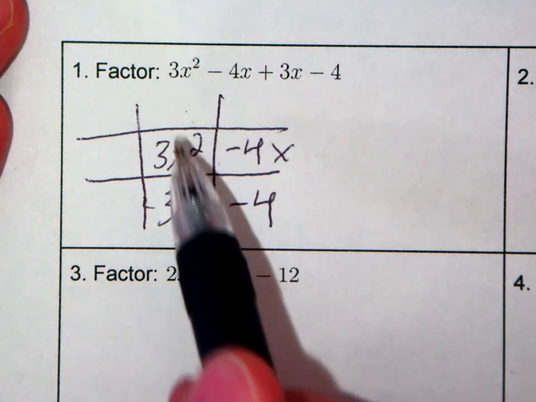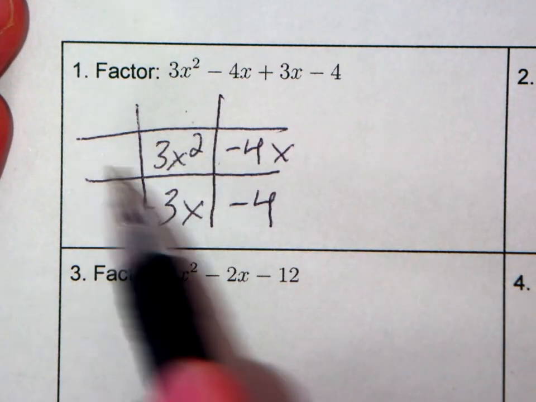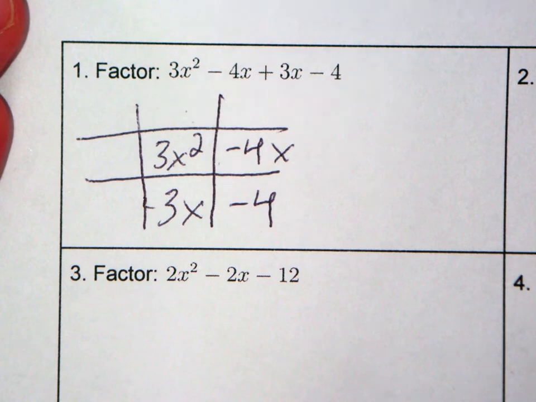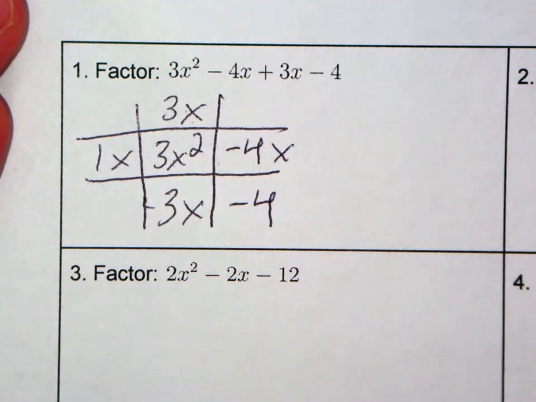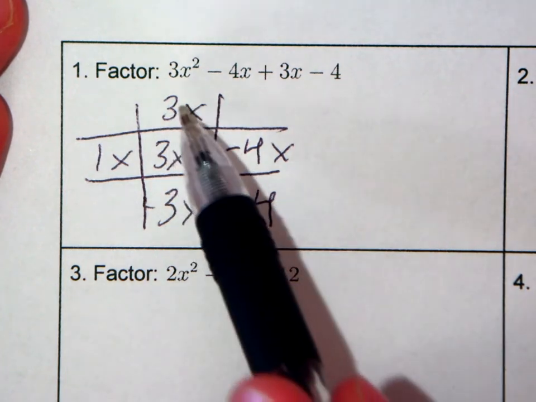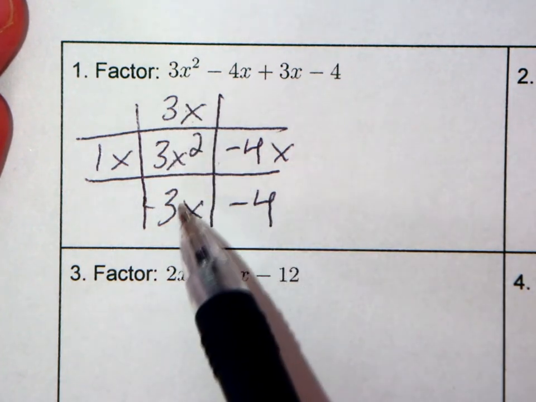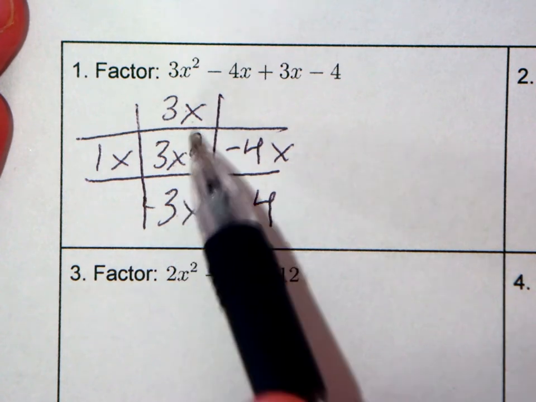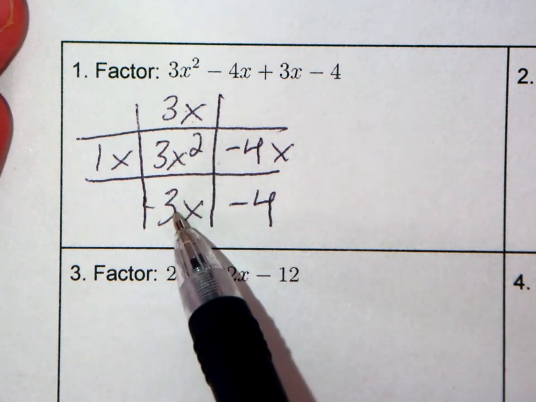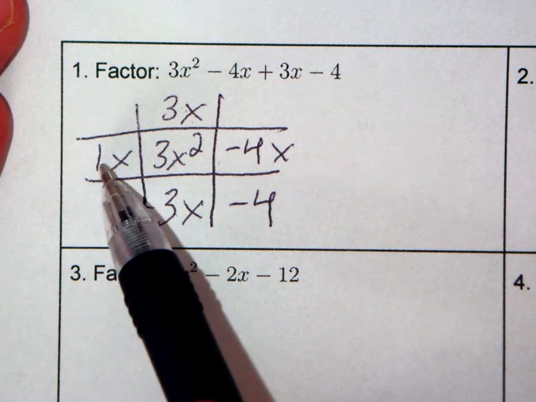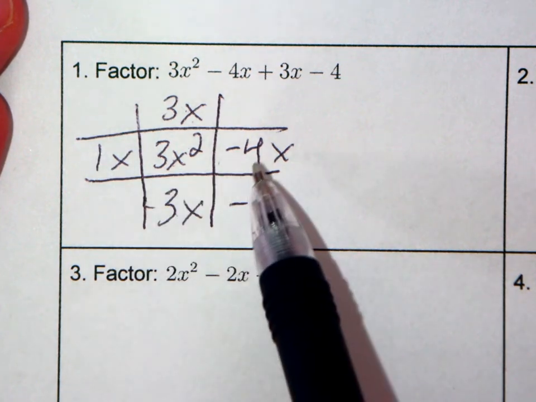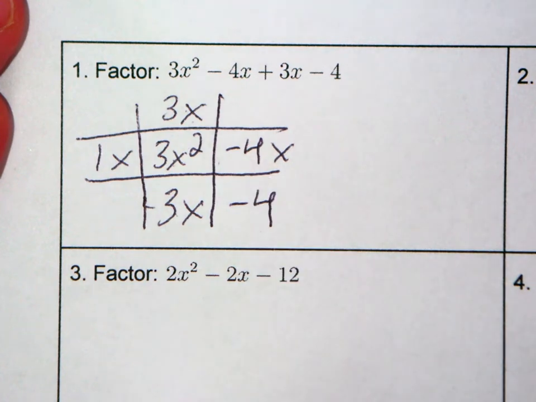For example, what are two factors that multiply to make 3x squared? It turns out those factors are 3x and 1x. And where I write them is very important because 3 lines up with 3 down here, and 3 multiplies evenly into 3. But if I had written 3x over here, 3 does not multiply evenly into negative 4. So that would create a fraction.